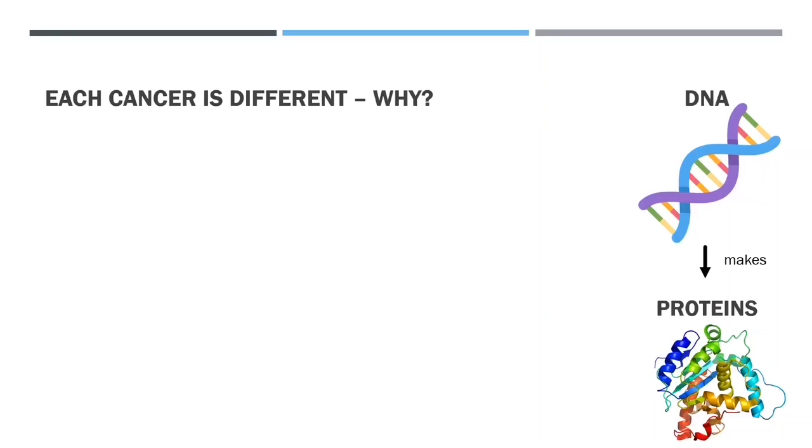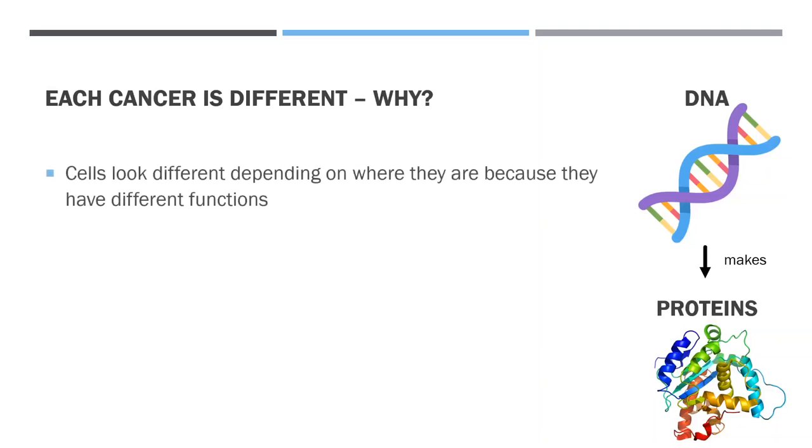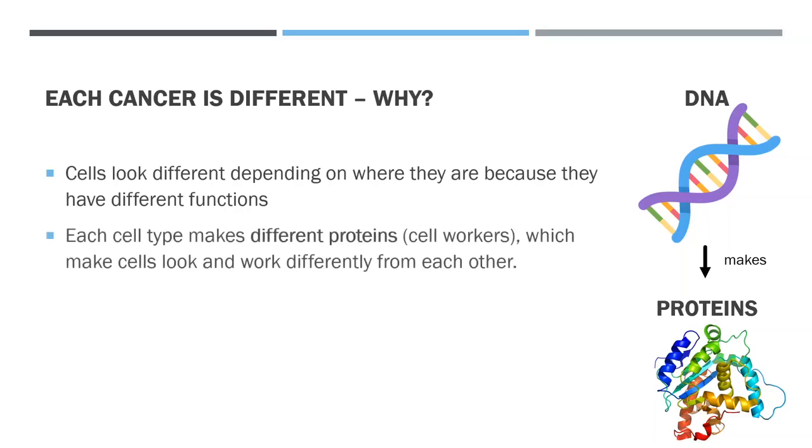To help you understand what I just said, let me explain what makes one cancer different from another. You've seen on microscope slides that cells look different based on where they are, and this is because each group of cells have different functions. For example, the cells in your brain send electrical signals to your body, and the cells in your skin protect your insides from the outside. Proteins are the things that allow cells to look and work differently because they are the cell workers that do everything for the cell. Different proteins means different cell types.